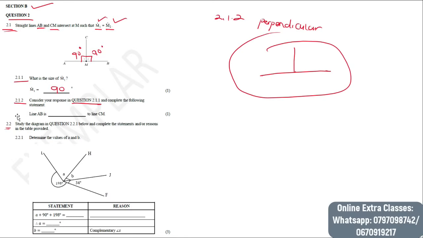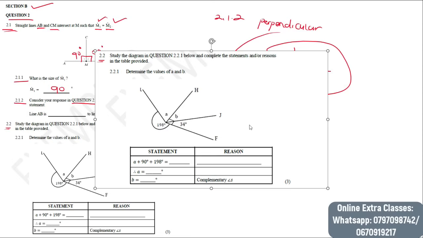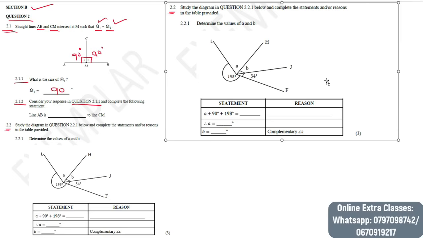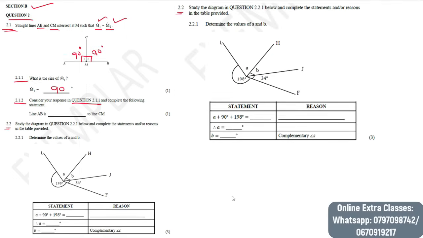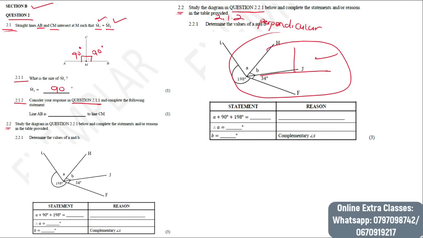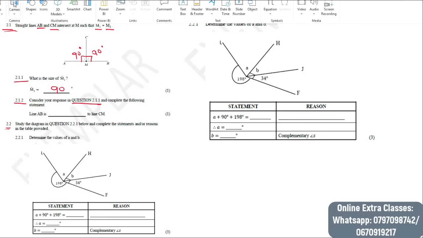Okay, so let me see if I can increase this a bit, guys, because it seems to be a bit small. Yeah, it's a bit bigger now. So this is question 2.2, and we are told to study the diagram in question 2.2.1. This is the diagram in question 2.2.1. Okay, guys, let me just quickly erase this. Okay, there we go.